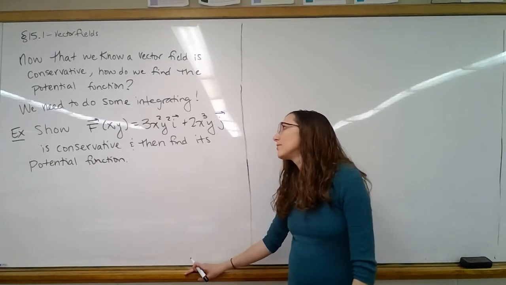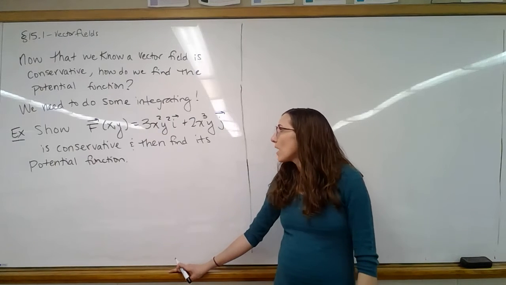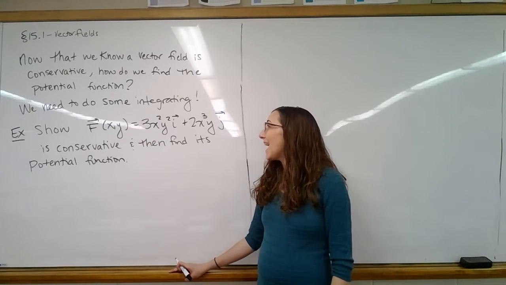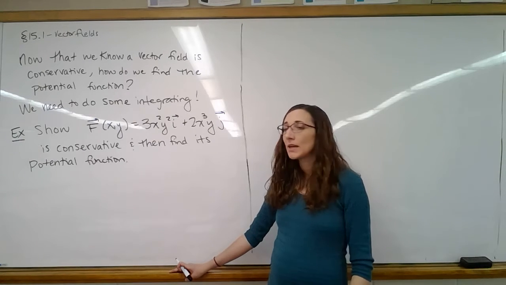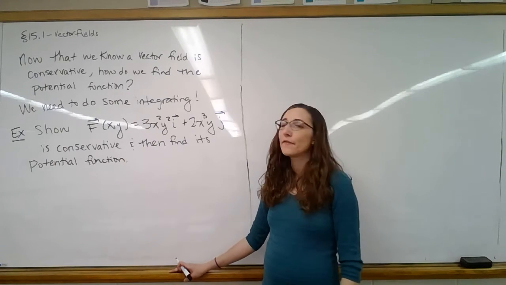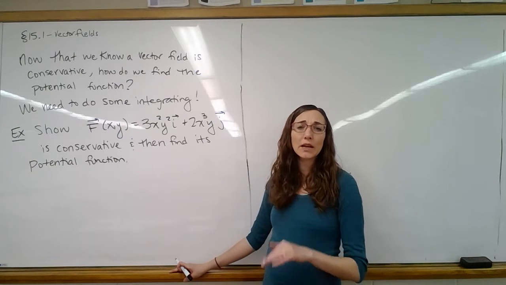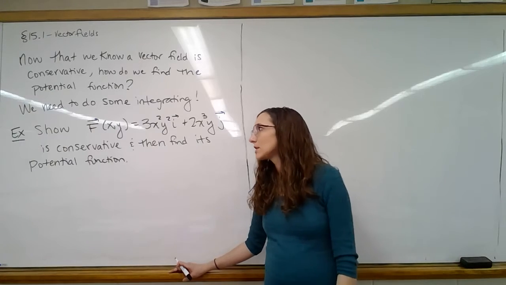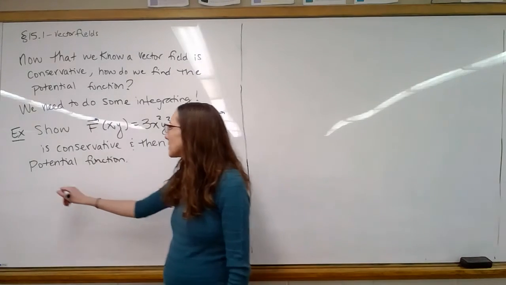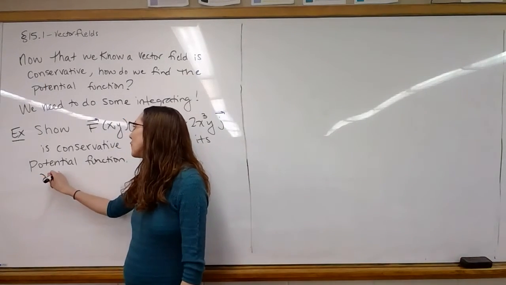Show that the vector valued function F of x, y equals 3x squared y squared i plus 2x cubed y j is conservative, and then find its potential function. So we're just going to learn through an example. First off, to show that it's conservative, this is what we learned last time. So we need to do the partial of M.